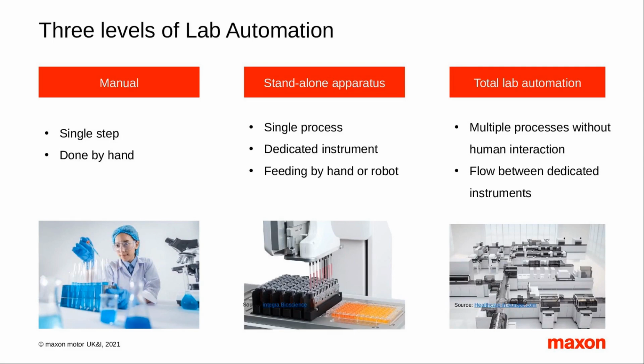Then the final level, total lab automation. So this is a lab environment where people are very rare, and the process is handled totally by automated processes. A dedicated machine would do a process, and the output from that machine would be the input into another machine. So out of this automated lab, you would get what you wanted. The hot topic of the day is vaccine. The vaccine is made in this type of environment, total lab automation.